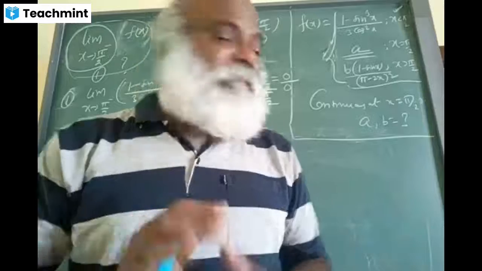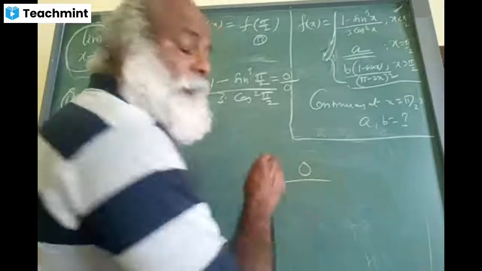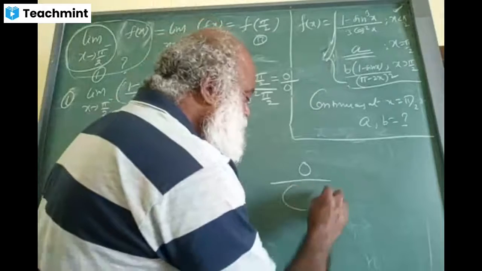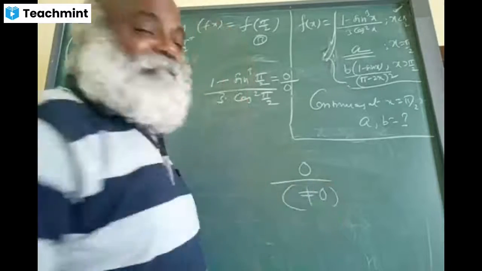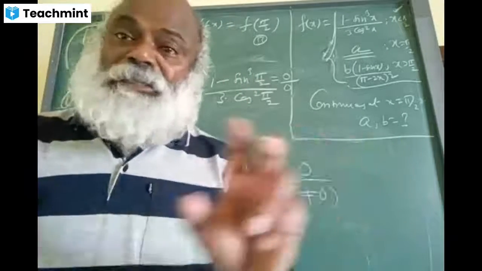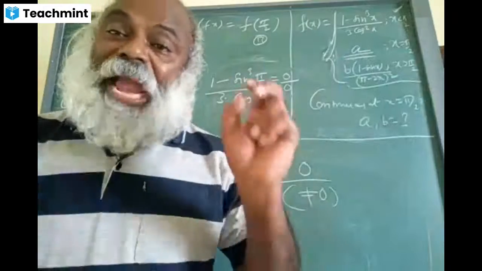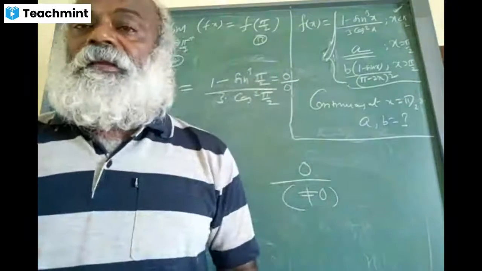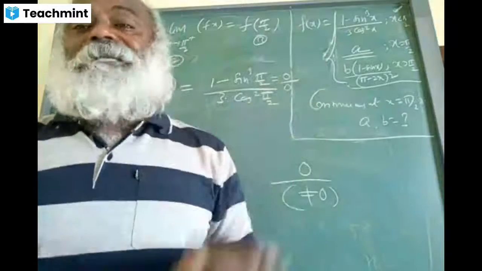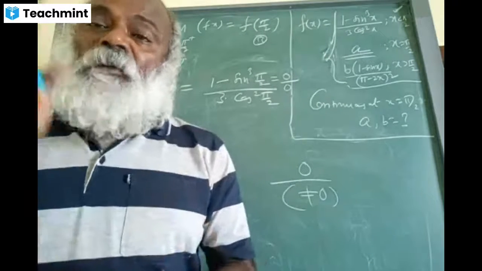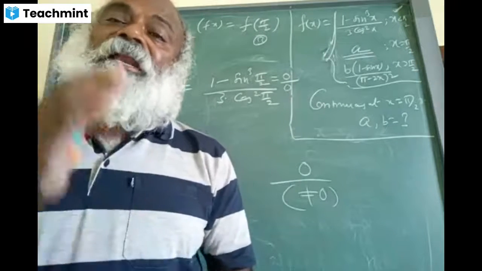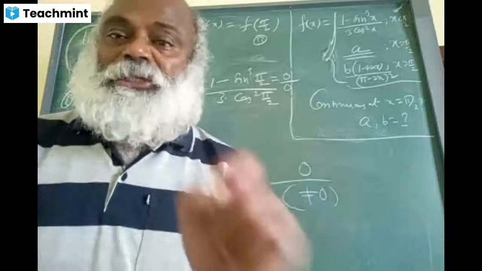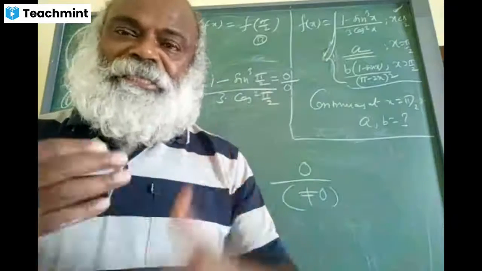Suppose the numerator is 0, not a problem. Numerator 0 is not a problem. If I can avoid the denominator being 0, then 0 is a definite value. 0 can be the answer. 0 by 0 cannot be the answer. Therefore, how to avoid the denominator as 0? Please solve it, all of you.